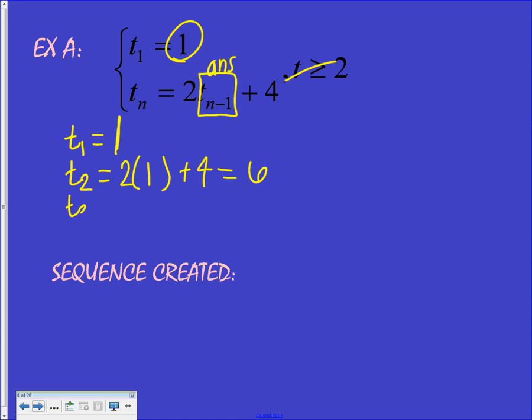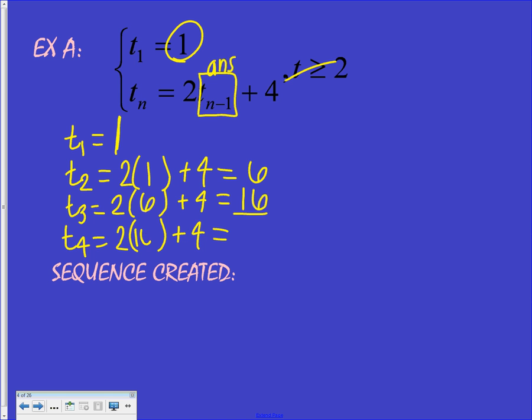So now let's find the third term. I have 2 times my previous term plus 4. Well, my third term, the previous one to that is my second term, which is 6. So that's going to be my 6. So 2 times 6 is 12, plus 4 is 16. And to find my fourth term, 2 times some previous answer plus 4. Well, my previous answer to my fourth term is my third term, which I know is 16. So 2 times 16, 32 plus 4 is 36. So my sequence here is 1, 6, 16, and 36.